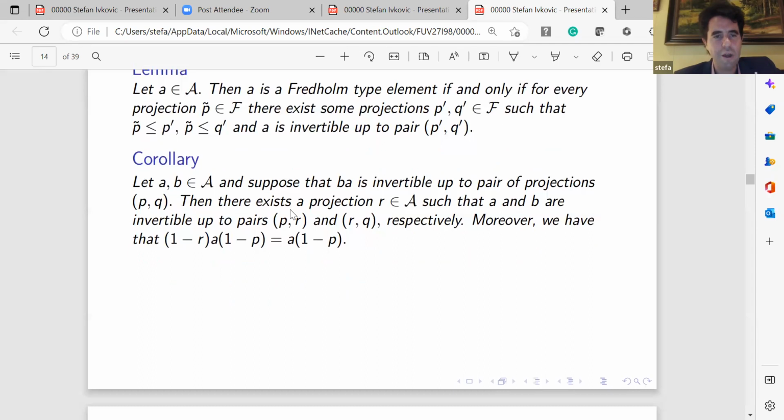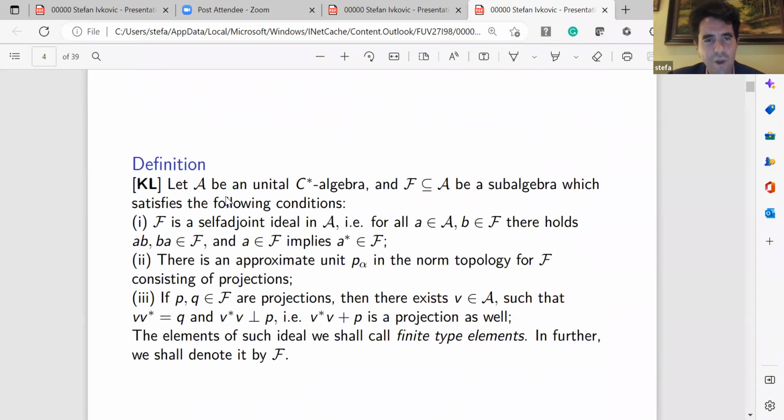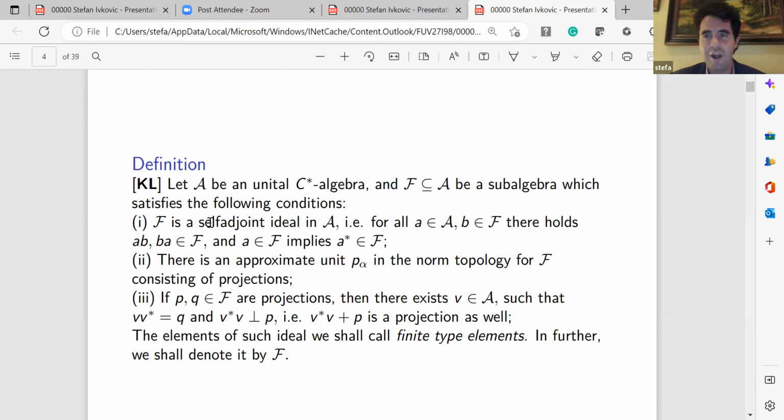If A and B are in A. Stefan, excuse me. Yes. At the beginning, you told us that F is a subalgebra in A, but now you several times called it an ideal. So is it an ideal or a subalgebra? It is actually an ideal. So it is by definition, let us go back to the first definition. It is a bit confusing as they wrote, maybe Keckic and Lazovic, because they say F is a subalgebra, which satisfy that F is a self-adjoint ideal. Okay. So I would start saying by F is a self-adjoint ideal, satisfying the second and the third property. But F has to be a self-adjoint ideal by definition. So, yes. And always we shall mean that it is a self-adjoint ideal.